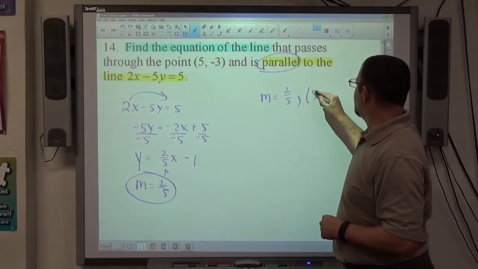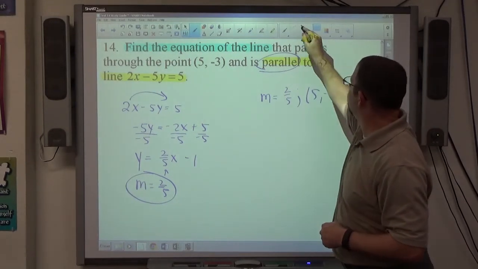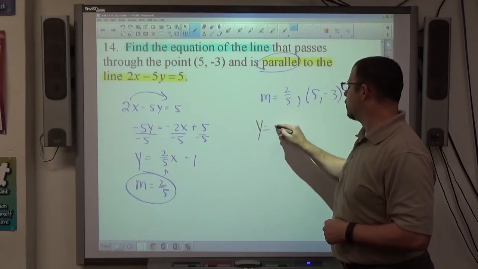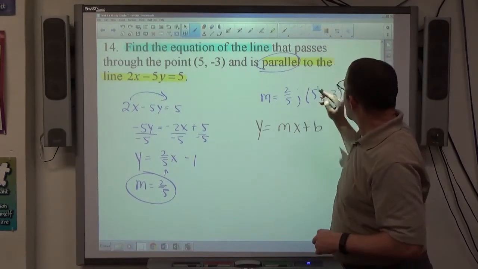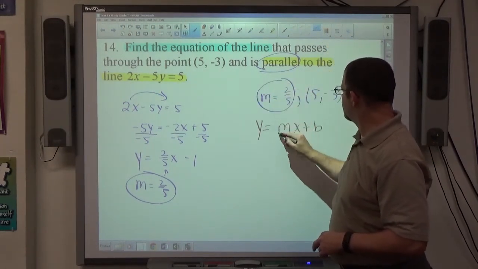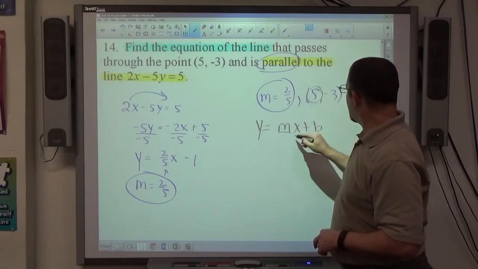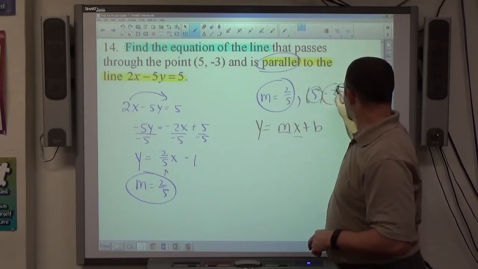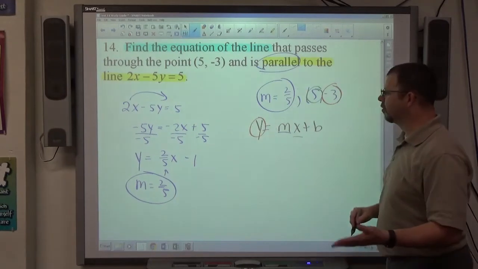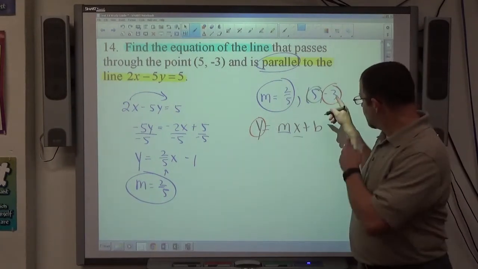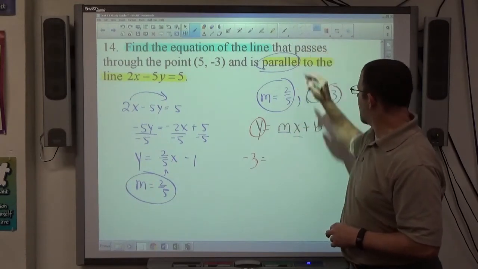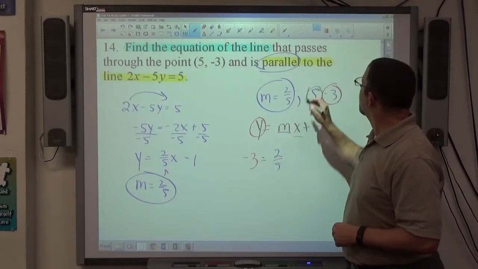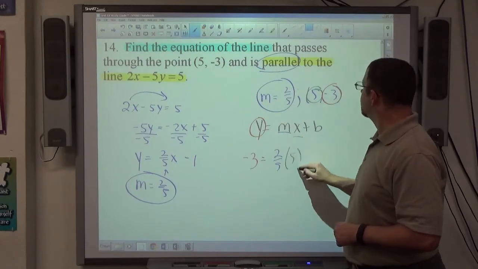It passes through the point (5, -3), and again I'm at the same place I was earlier in the test. y = mx + b is my structure. m = 2/5, x = 5, y = -3. I simply replace those three values with the three numbers. So -3 for y equals 2/5 times 5 plus b.